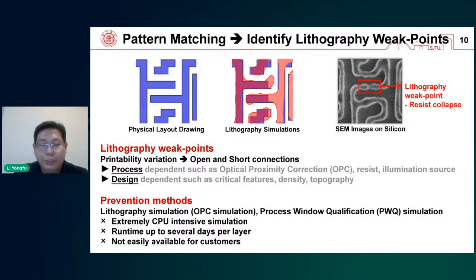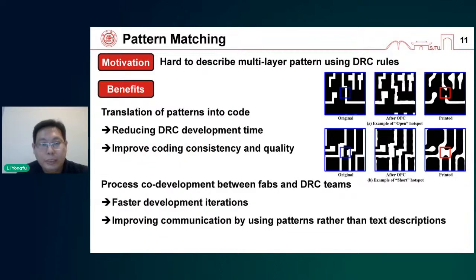That's why pattern matching helps to summarize those very difficult patterns so that we can focus on where to fix. Pattern matching allows us to describe something in words or code at the pattern level. It helps reduce development times, improves consistency with our design rules, and also allows us to collaborate within fabs, or even between foundries, for faster development times and reduced discrepancy. And what are the technologies available behind pattern matching?